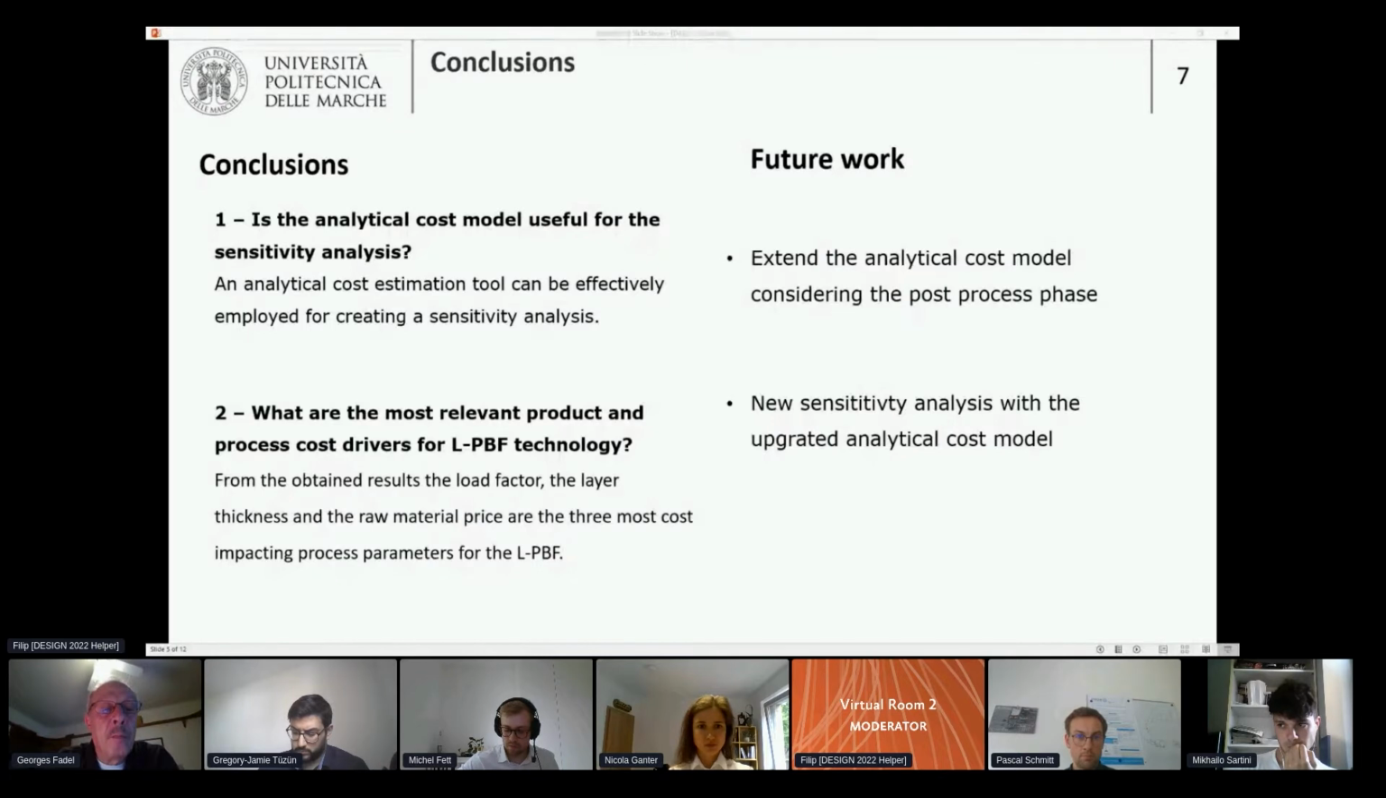From the obtained result, the load factor, the layer thickness, and the raw material price are the 3 most cost-impacting process parameters for the laser-powered bed fusions. Future work will improve the cost model with an integration of post-process phases and related sensitivity analysis.